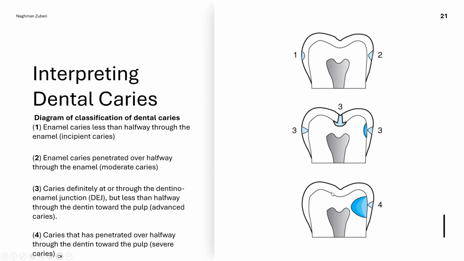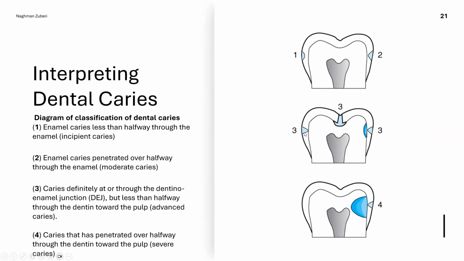How we interpret the dental caries. Here we can see this schematic diagram. Enamel caries less than halfway through the enamel. Less than that would be considered as incipient. It also, to some extent, covers the definition of incipient. Then the enamel caries penetrated over halfway through the enamel.